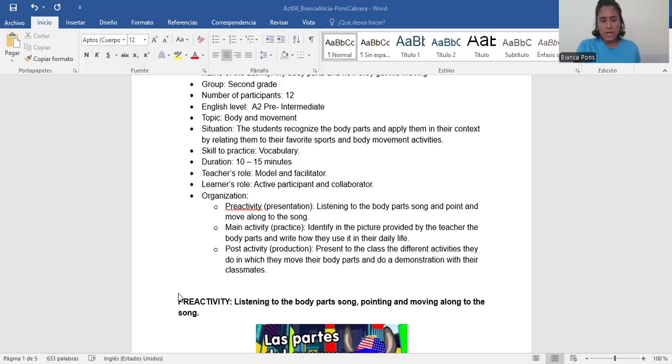Which is also the structure that the activity has given to us. Structuring the activity plan in the pre-activity, which is the presentation, the main activity, which is the practice, and the post-activity, which is the production of the content. For presentation, we're getting them introduced. For the practice, they're practicing. And the post-activity is the production in which they will be recreating the knowledge that they already got from all of this situation.